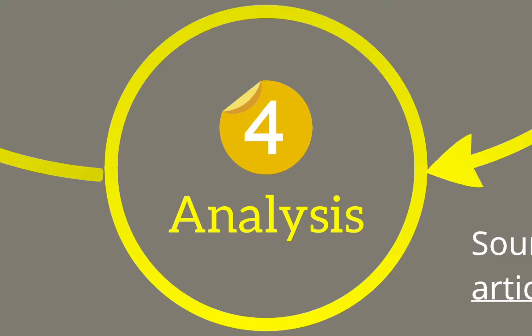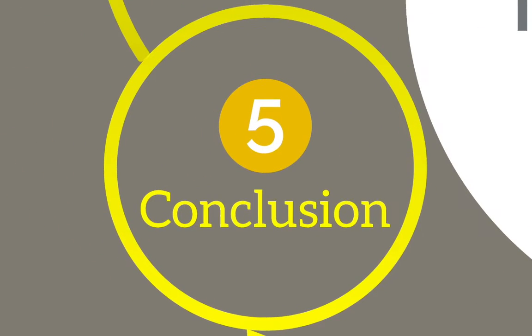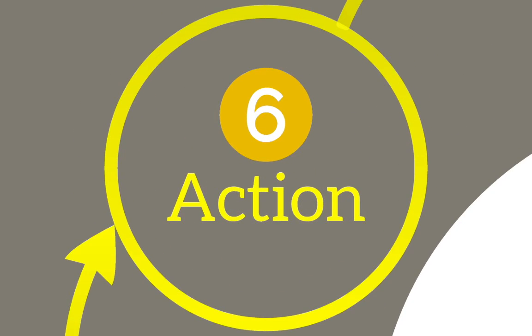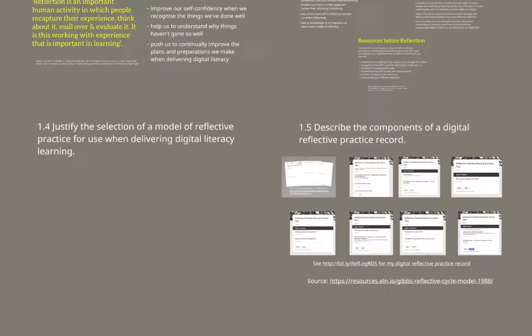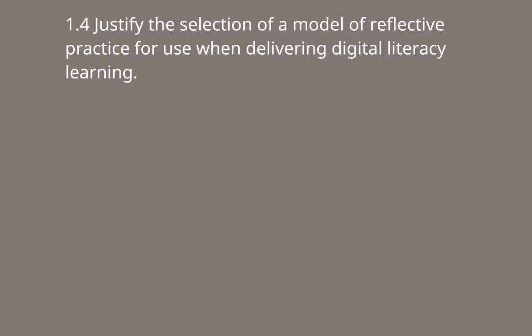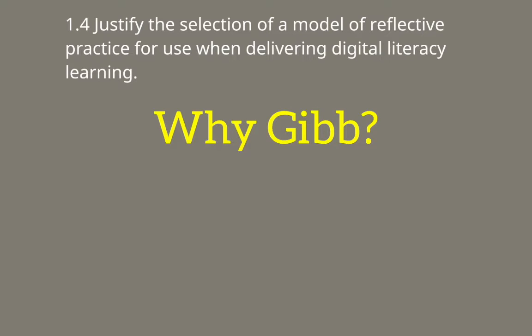The fourth element, sometimes combined with evaluation, but I see it as distinct, is to look, based upon our previous experience and our research into alternatives, at how we can analyze the experience and what went on. Then what conclusions can we draw from it, and what actions can we take to improve it. And that's why I do like this model. And so in my reflective practice, I have selected Gibbs' model of reflective practice.